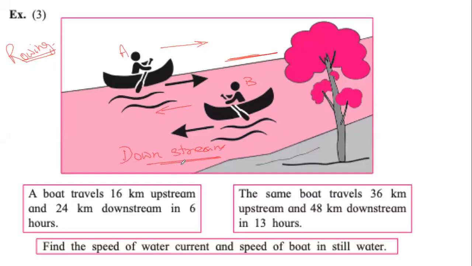Stream is the flowing water down the flow, downstream. Similarly, the direction of A, we call it upstream. Here, person A is moving against, rowing against the flow of water, and that is why her speed will be slower. If we understand this much, then we can understand the remaining question.